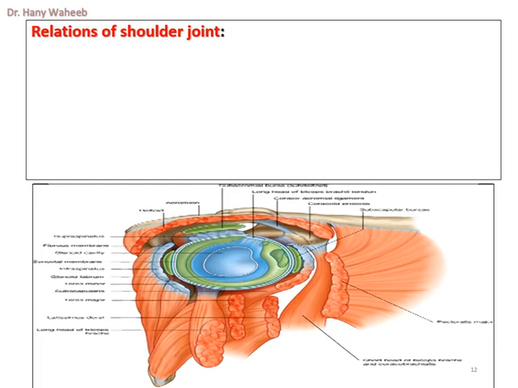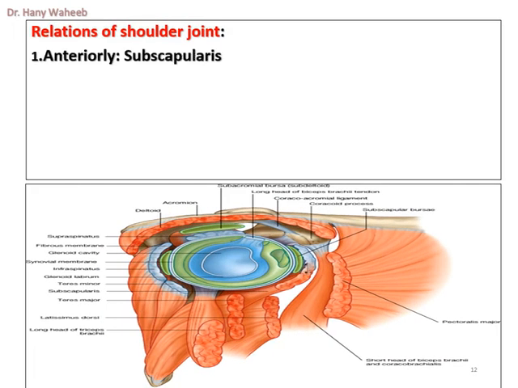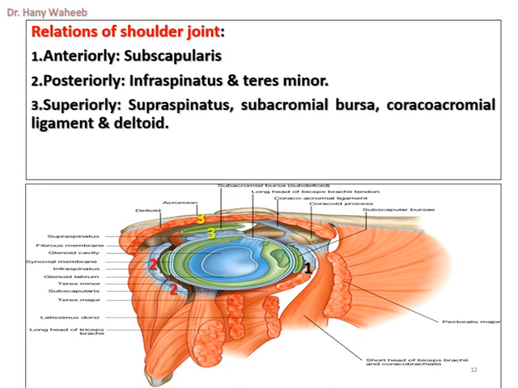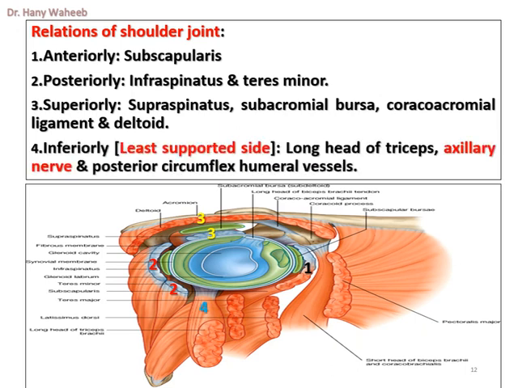Relations of shoulder joint. 1. Anteriorly, subscapularis. 2. Posteriorly, infraspinatus and teres minor. 3. Superiorly, supraspinatus, subacromial bursa and coracoacromial arch. 4. Inferiorly, least supported side, long head of triceps, axillary nerve and posterior circumflex humeral vessels.